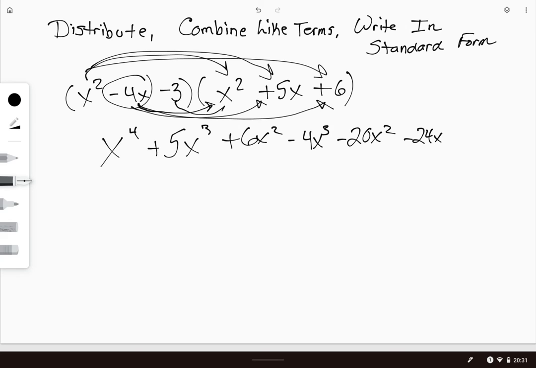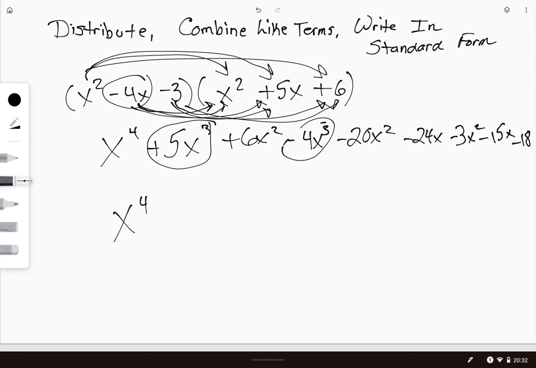And then I'm going to have negative 3x squared, minus 15x, minus 18. All right, so lots of arrows in this problem. Okay, so here we go. I have 1x to the 4th. So I have x to the 4th as I combine my like terms. So I have 5x to the 3rd and a minus 4x to the 3rd. So that's going to be plus x to the 3rd.